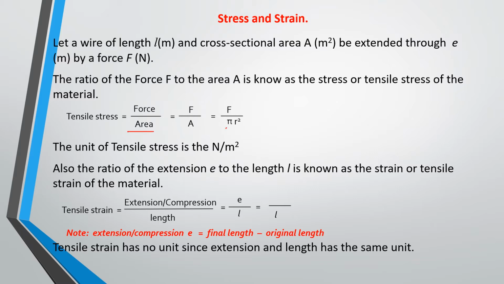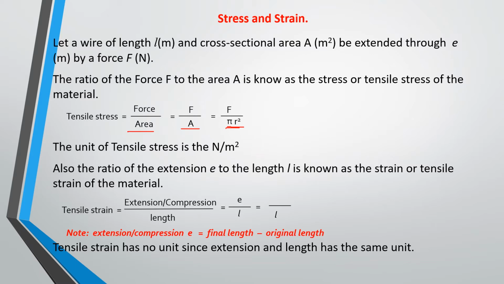The material can be a circular material, so that's why you have pi r squared. The area of a circle is pi r squared. It can also be a material of regular shape. So the force over the area of the material is known as stress, and the unit of stress is the unit of force over that of area, which is newton per meter squared.